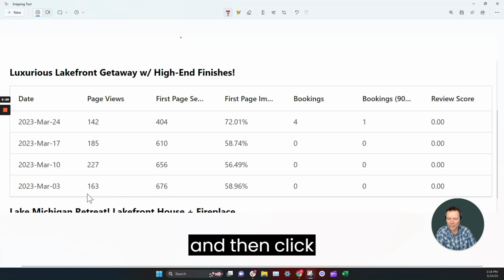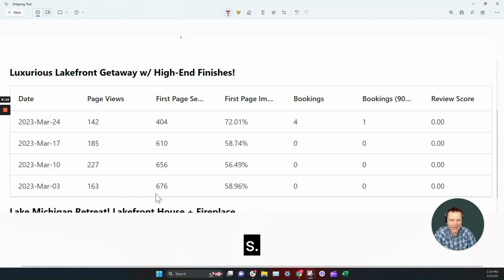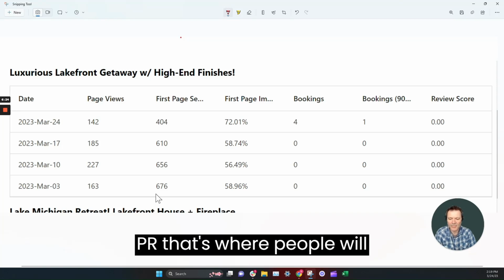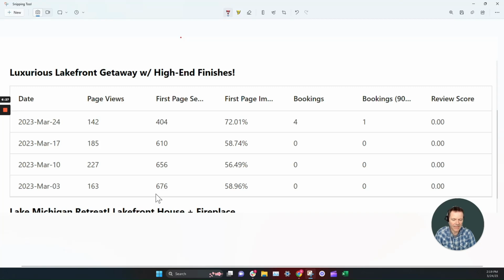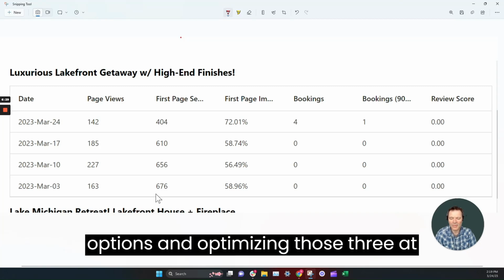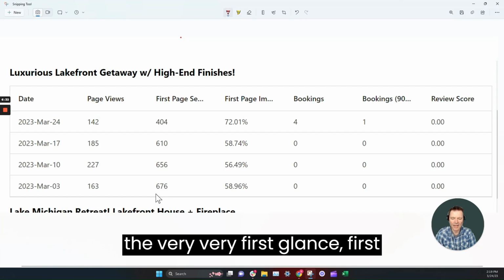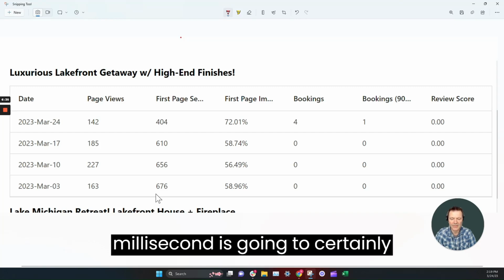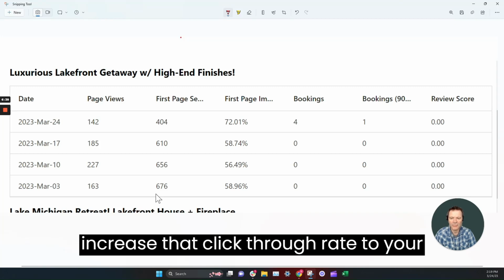163 people click through, and now you can start to see what the click-through rate is between first page appearance and then click-through into individual page view. That's a really important metric. If you're not getting very many click-throughs from your search results, it's a good place to look, and we always say start at pictures, prices, and reviews, PPR. That's where people will see you and 19 other options, and optimizing those three at the very, very first glance, first impression, just a millisecond, is going to certainly increase that click-through rate to your page.